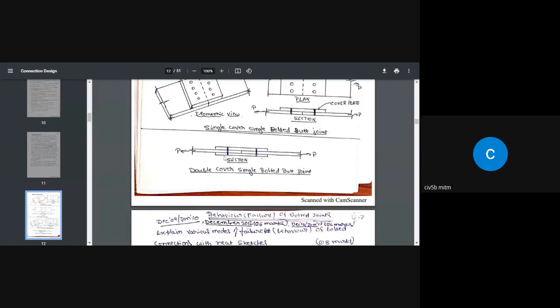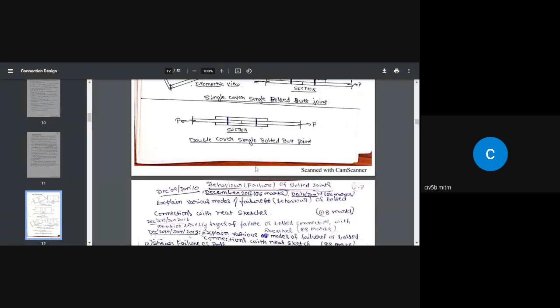Coming to the double cover single bolted butt joint, this is a double cover. We are providing two cover plates, one on the top and the other at the bottom, and we are providing bolts along only one line. In the direction perpendicular to the paper, we have provided other bolts. So this is a double cover single bolted joint. As I said, when we consider analysis and design, we are going to consider only 50%, that is one side of the plate. On one side there is only one line of bolts, so that is why it is called a single bolted butt joint.